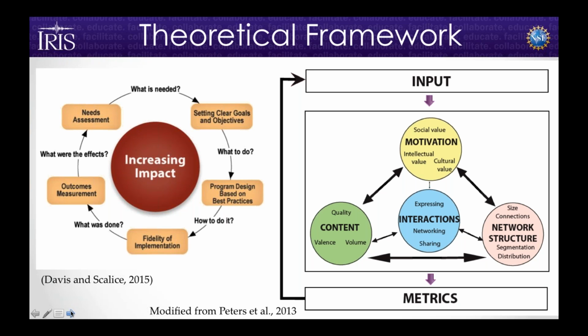Content has three basic characteristics: the quality. Obviously, we all do good science. We're going to be putting out quality content. The volume of content, you can have too much or too little, and you would determine that by looking at your metrics. And then valence.